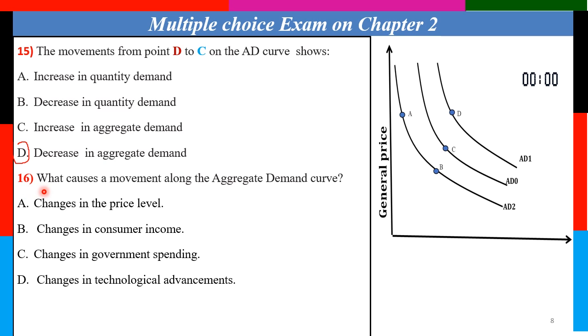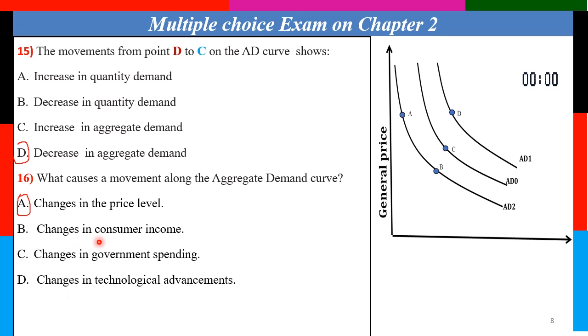Question number 16. What causes the movement along the aggregate demand curve? A. Change in price level. B. Change in the consumer income. C. Change in the government spending. D. Change in the technological advancement. A is the correct answer.